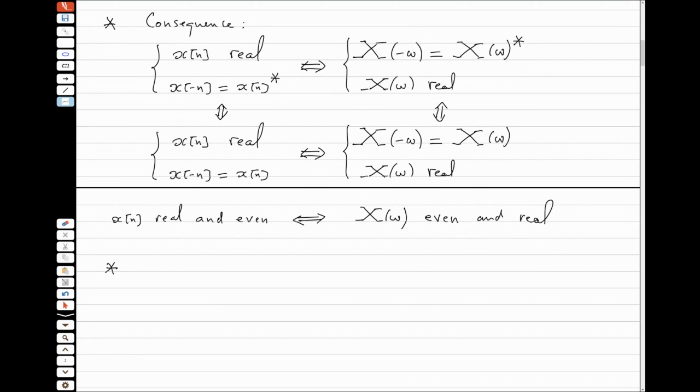All right, now the next property is only for information, okay? But curiosity, I'm going to assume the following: x of n real and odd. I'm going to ask to give me a wild guess, just a wild guess, no shooting, wild guess about what you expect x of omega to satisfy. Just give me a wild guess.